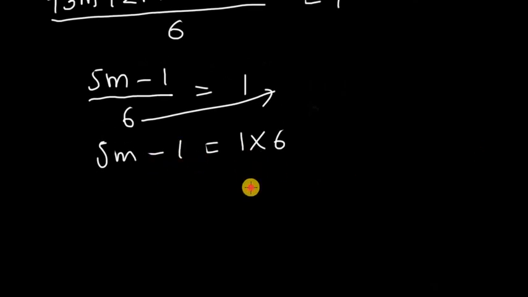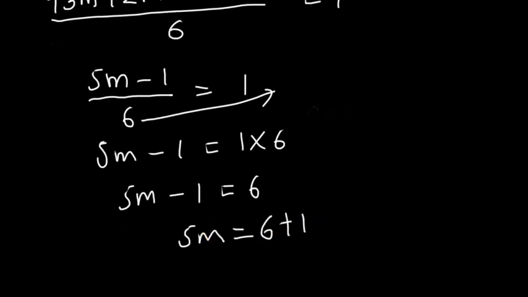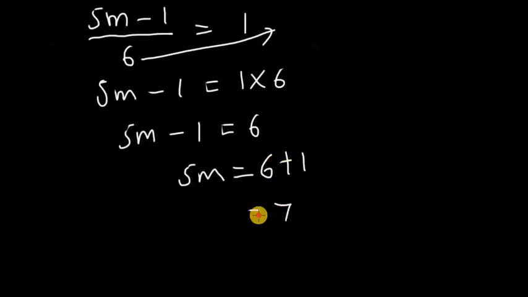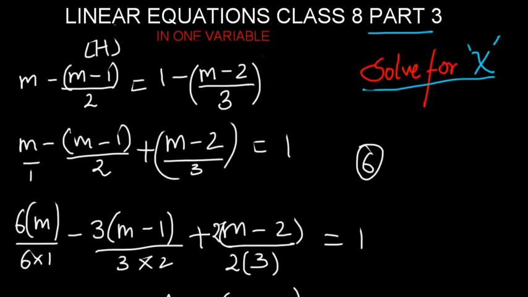Now we get 6 equals 5m minus 1. So we have to shift this minus 1 to that side, so it becomes plus 1. So 6 plus 1 adds up to 7, and 5m equals 7. So m equals 7 divided by 5, or a fraction. Here it is multiplied by 5, now it will come as divided by 5. So this is the solution for this equation.